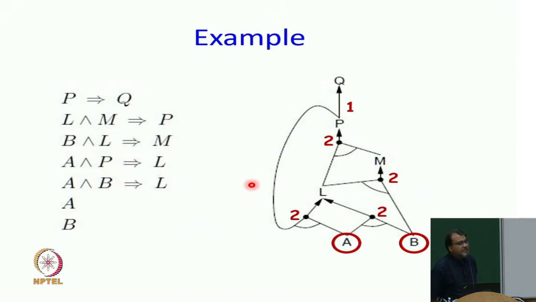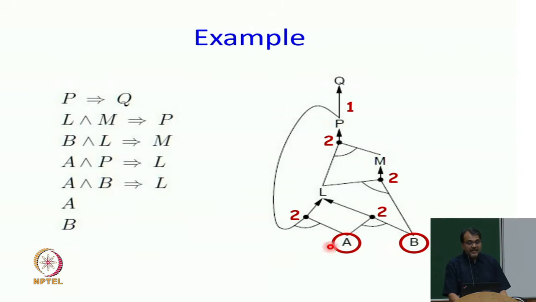So suppose these are the things I know in my knowledge base. P implies Q, L and M implies P, B and L implies M, A and P implies L, A and B implies L, A is true, B is true. And now I ask the question, is Q true? What I can do is convert this particular knowledge base into a graph. Here every node is a variable, a proposition.